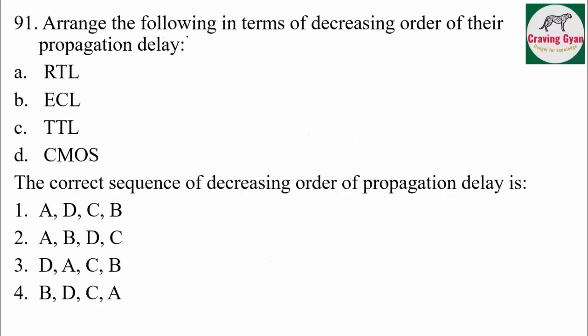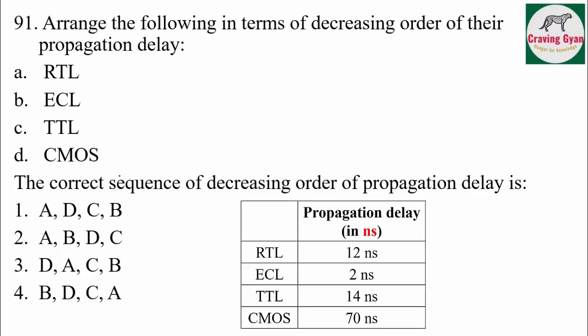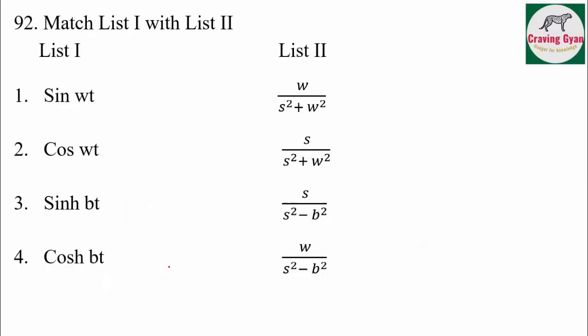Arrange the following in terms of decreasing order of their propagation delay. They are telling RTL logic, emitter coupled logic, transistor logic and CMOS logic. So we know that CMOS logic is the slowest logic and delay will be more in the case of CMOS logic. So first should be CMOS followed by RTL, next TTL. Emitter coupled logic is the fastest logic. So delay will be very much less. B should be at last and D should be at first. So the suitable option that is going to follow is option 3 is correct.